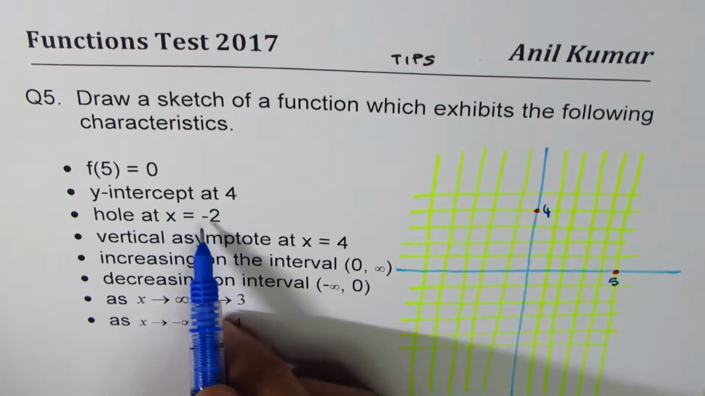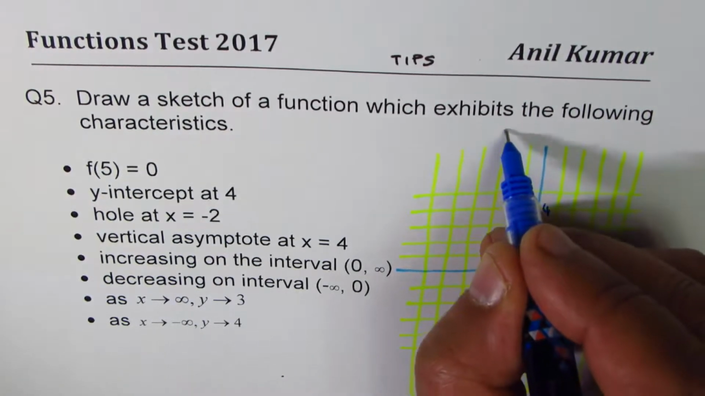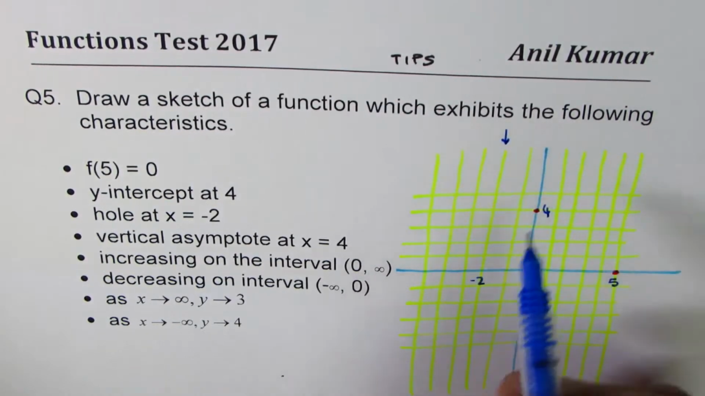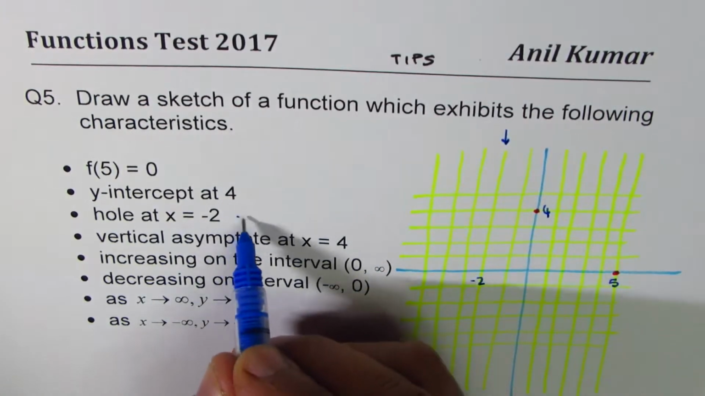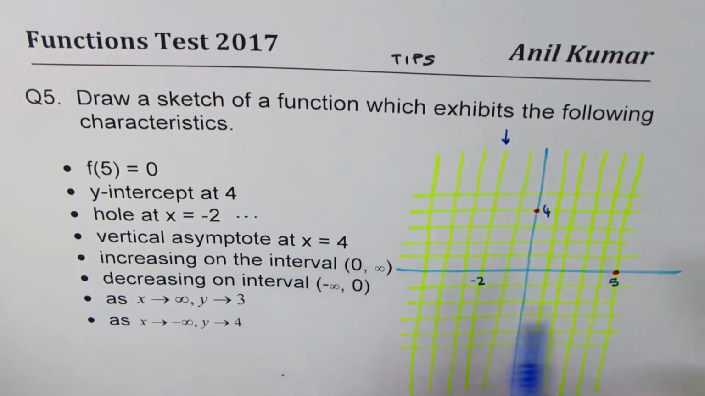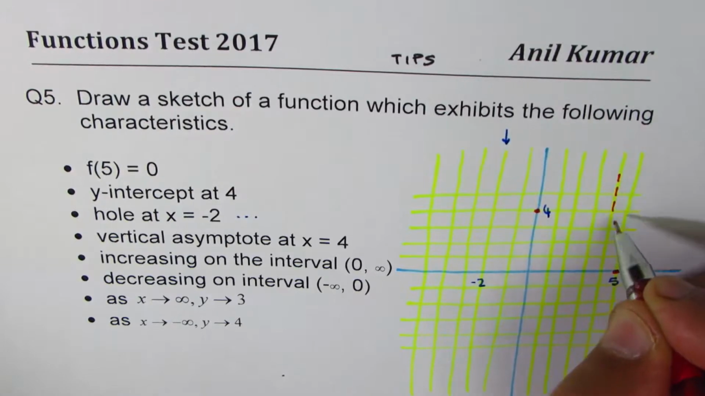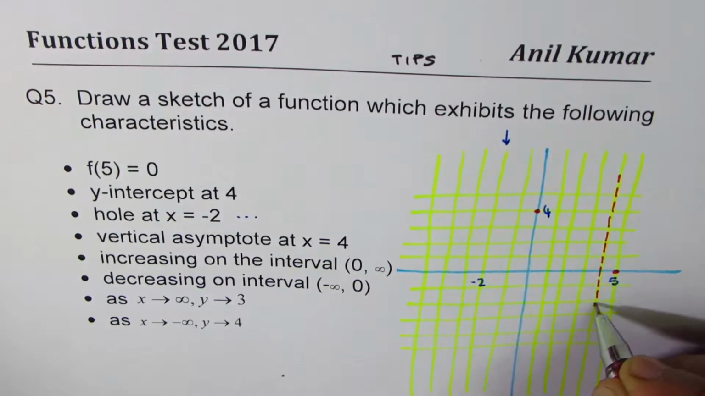Hole at x equals minus 2. So somewhere on this line, we have a hole, which is minus 2, right? We'll figure it out. When we draw a graph, we'll make a hole here, right? So this is still pending. Vertical asymptote at x equals 4. So at 4, we have a vertical asymptote. So I'll draw a vertical dotted line here, which signifies the vertical asymptote at 4.